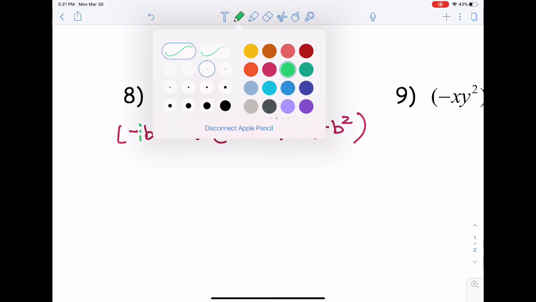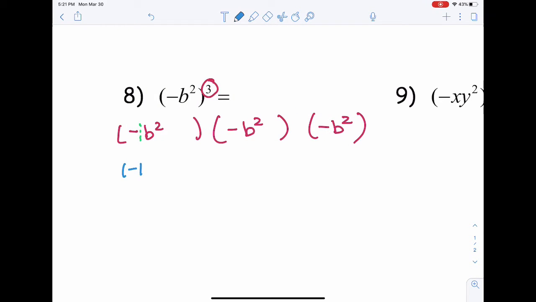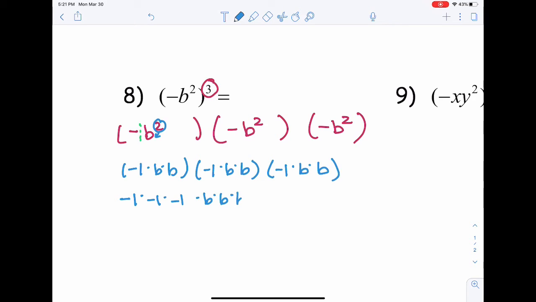So this is going to expand to negative 1 times b times b. This exponent of 2 is only attached to the b. Okay? So negative 1 times b times b. Negative 1 times b times b. So now let's rearrange, bring our numbers to the front, and then our variables. So this is going to be negative 1 times negative 1 is positive 1. Bring down this negative 1, which is negative 1 again. And I have 1, 2, 3, 4, 5, 6 b's, so b to the power of 6.